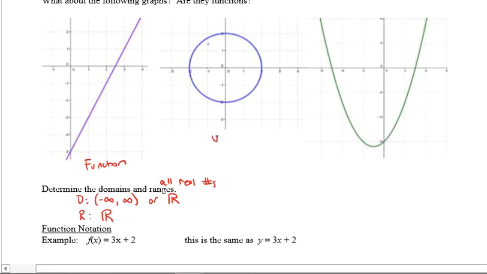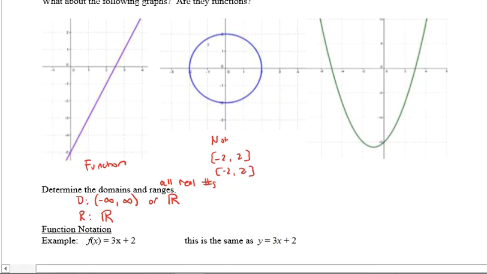This one is not a function. And our domain is -2 to 2, and the range is -2 to 2. Try the third one on your own.